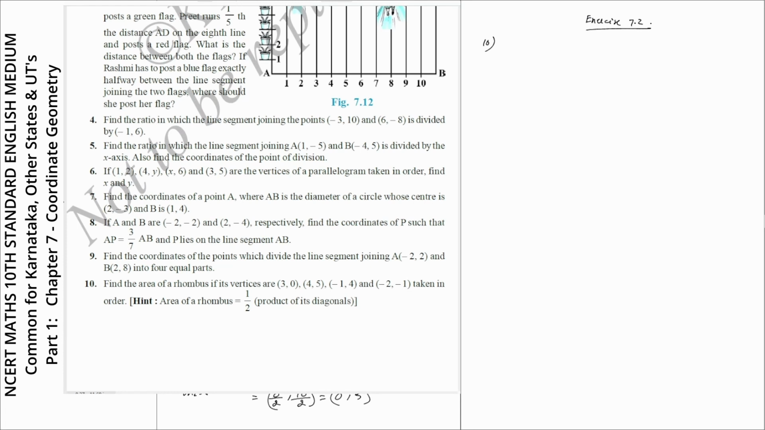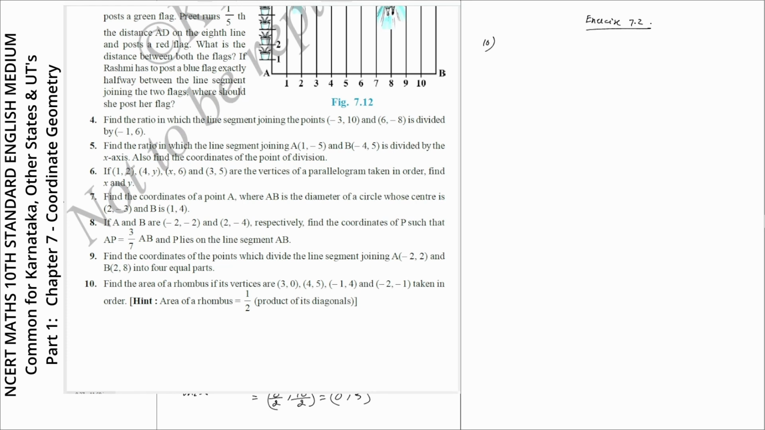Exercise 7.2, question number 10. Find the area of rhombus if its vertices are 3, 0, 4, 5, minus 1, 4 and minus 2, minus 1 taken in order. Hint: the area of rhombus is given by half into product of its diagonals.